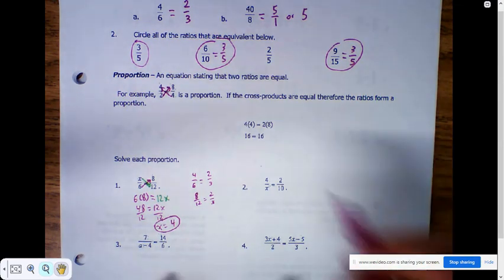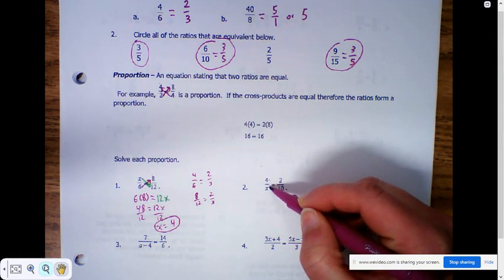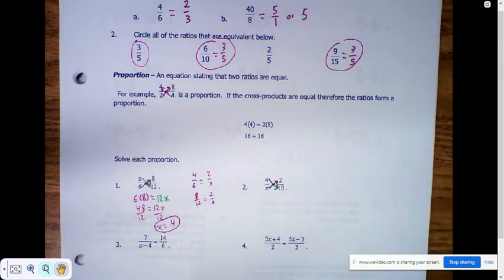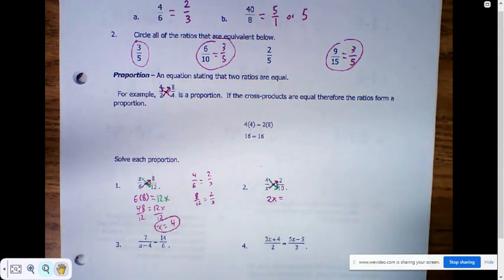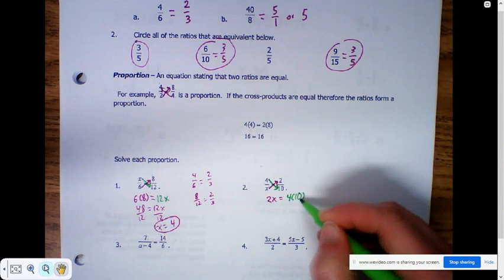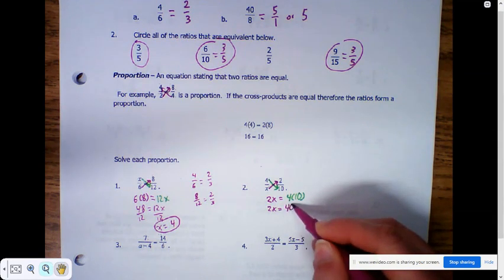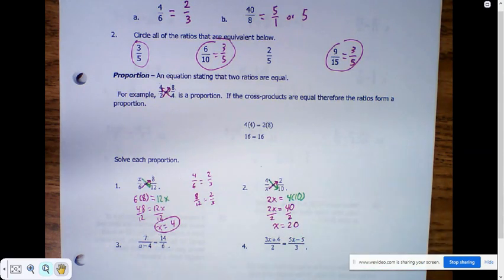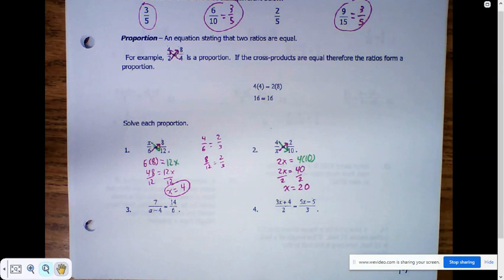For my second problem, again, it's a fraction equal to a fraction, or it's a proportion. So denominator of one multiplies to numerator of the other. I'm going to cross multiply. I'll have x times 2, which is 2x, equals 4 times 10. 2x, can't do anything with that. 4 times 10 is 40. And I'm going to divide both sides by 2. So x equals 20. Those are just some of the simpler ones.